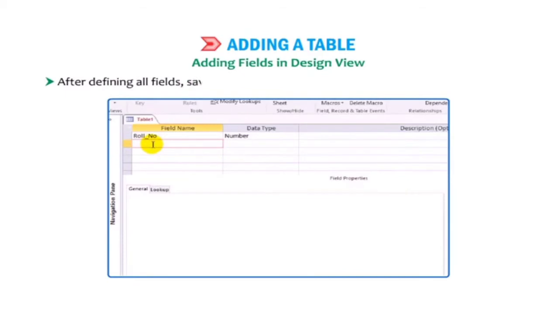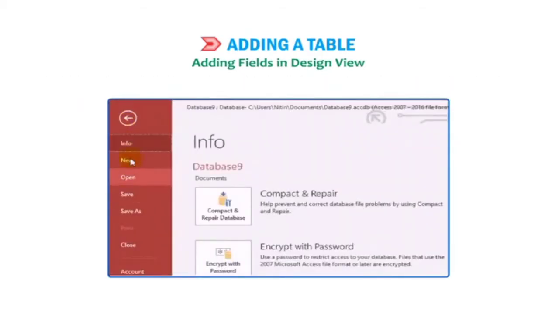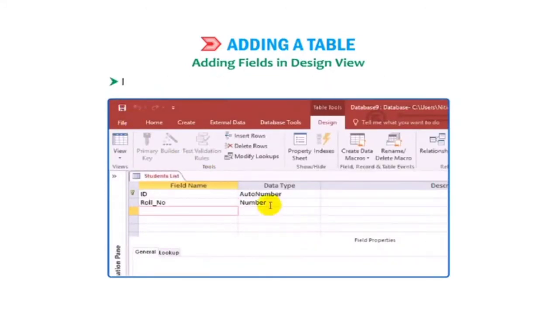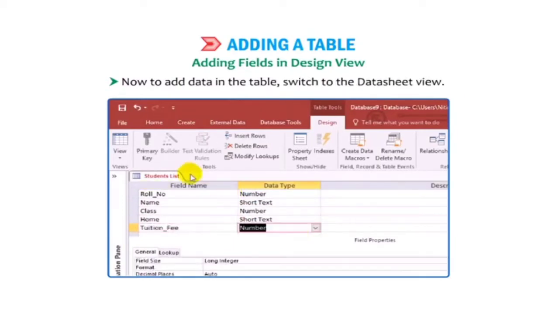After defining all fields, save the table by clicking on the Save option in the File tab, or select the Save option on the Quick Access toolbar. Now to add data in the table, switch to the Datasheet View.